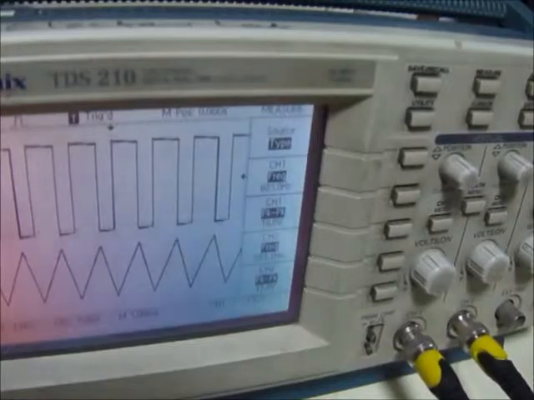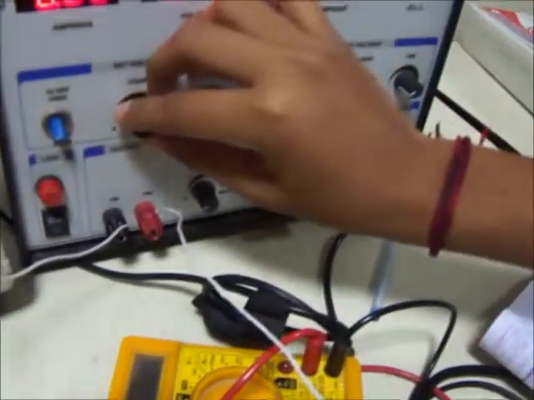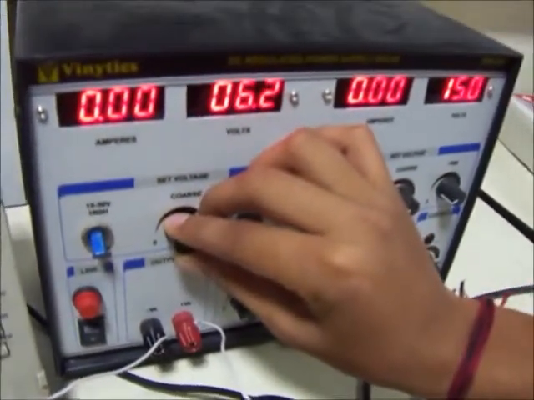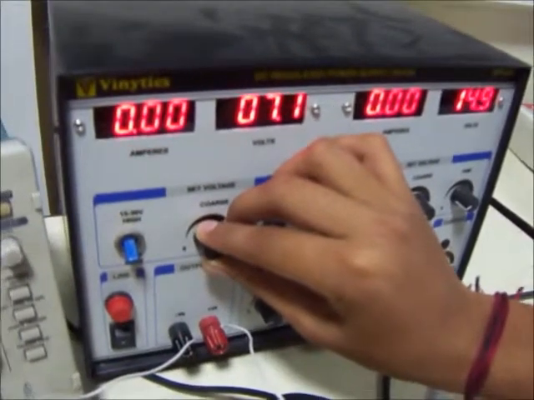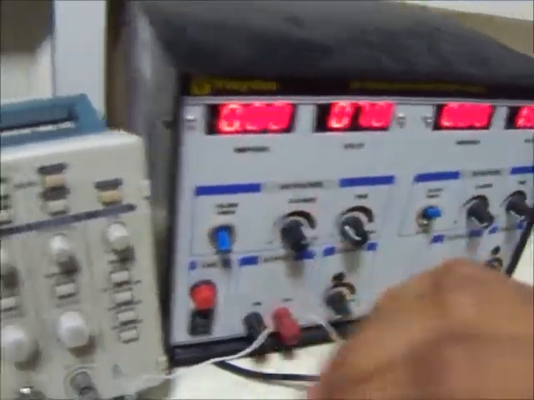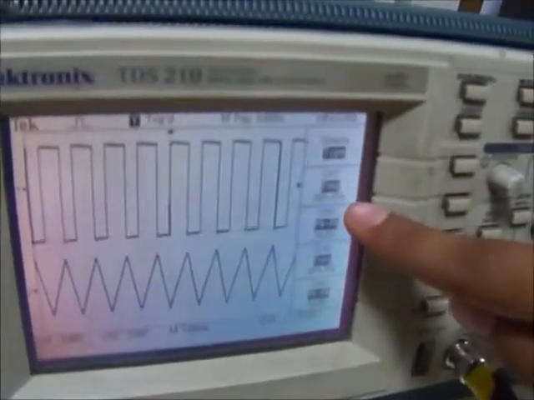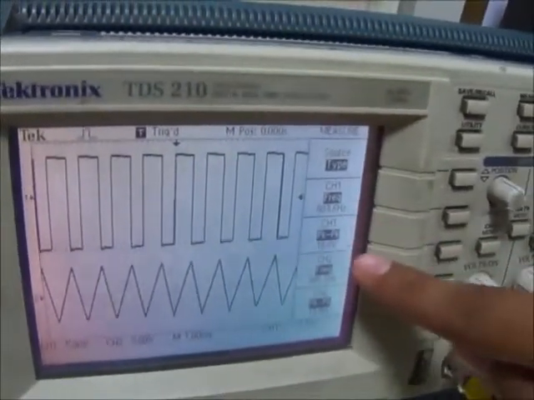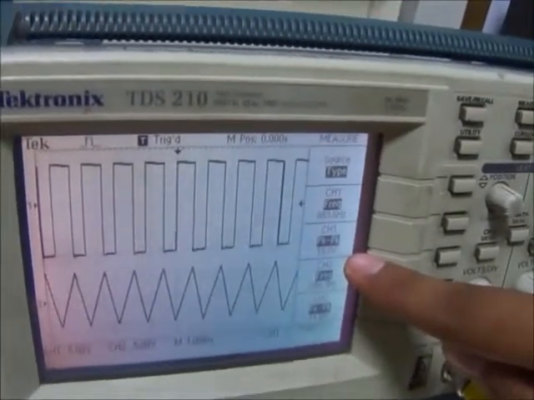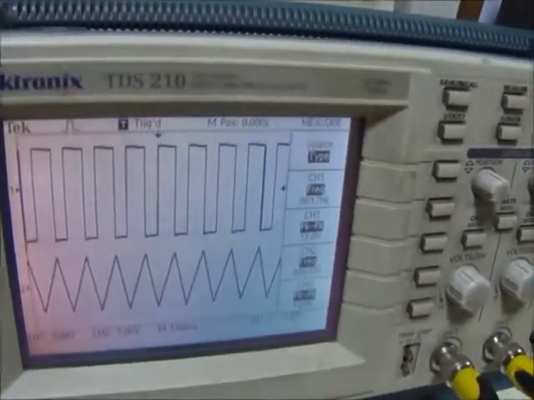We increase the control voltage now to 7 volts, and we see that the frequency increases even further to approximately 885 Hz. The peak to peak voltages remain the same at approximately 18 and 13 volts respectively.